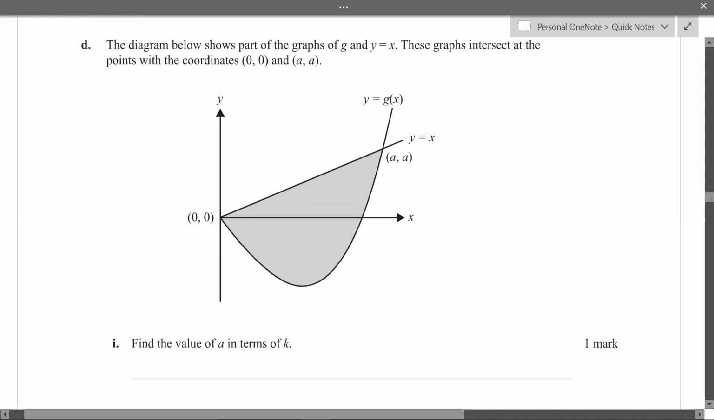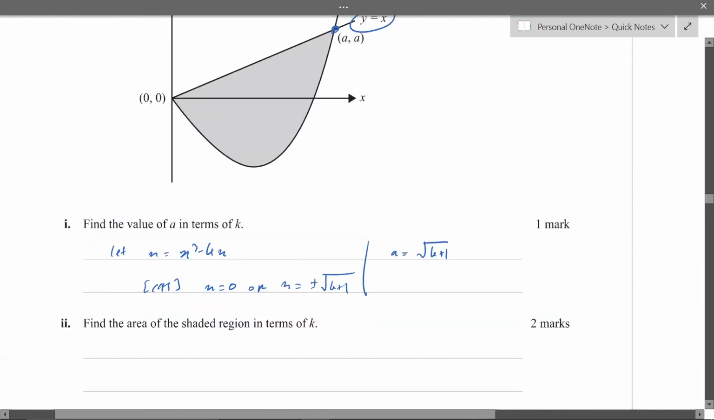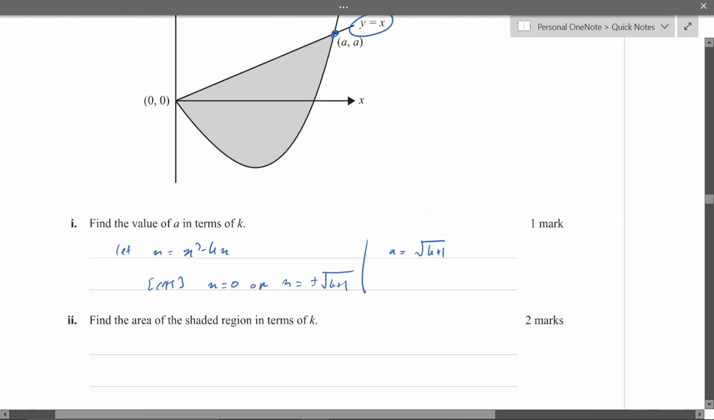Find the value of A in terms of K. A is where these two graphs intersect. So you can let x equal K minus x to the power 3 equal minus Kx. In the CAS, x equals 0 or x equals plus minus the square root of K plus 1. But you can see from the graph that A is greater than 0, so A is the square root of K plus 1.